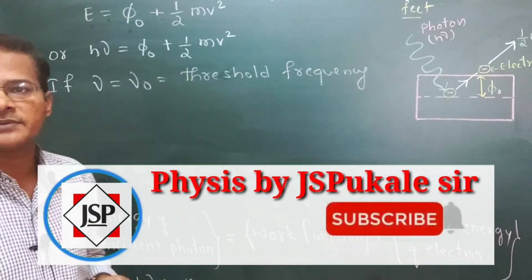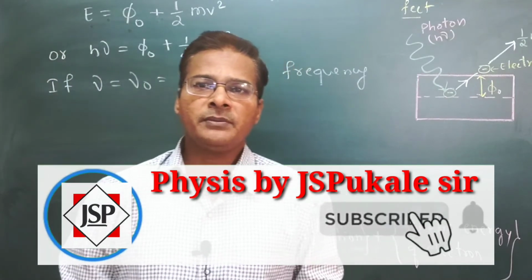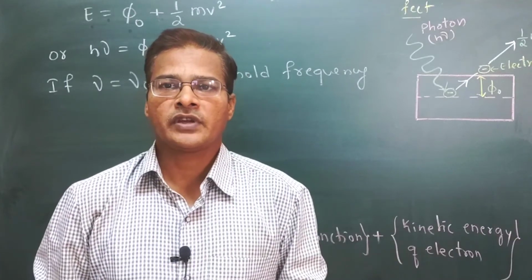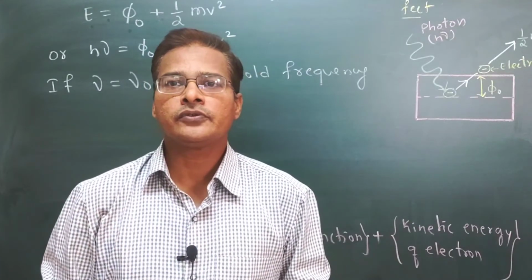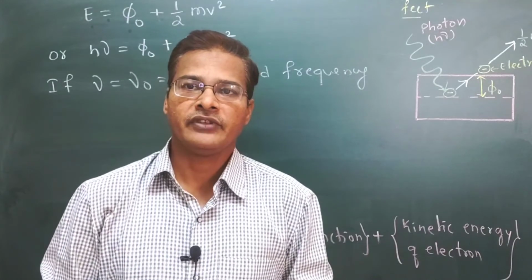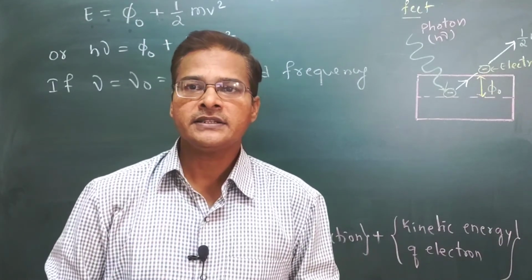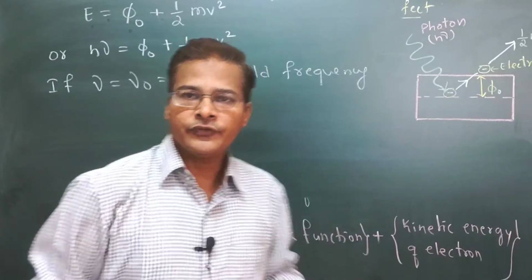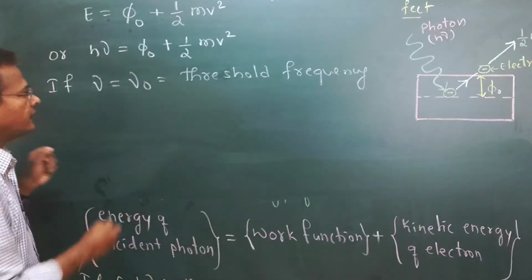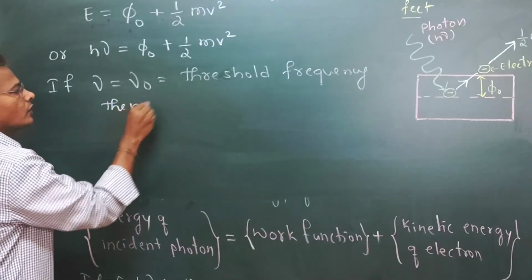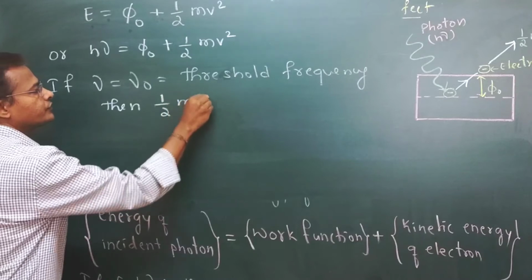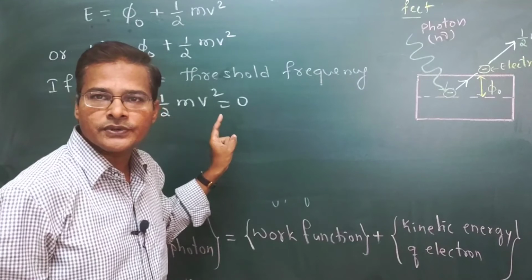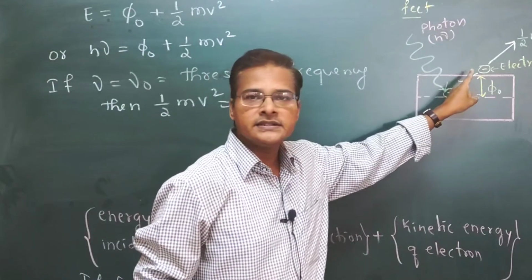So threshold frequency means the minimum frequency required for the photoelectric effect. That minimum frequency, where the photoelectric effect will start, we are going to call the threshold frequency. If nu equals nu naught, then the kinetic energy, half mv square, equals 0. Why am I writing this? Because the velocity of the electron is equal to 0, because it is still inside the metal surface.